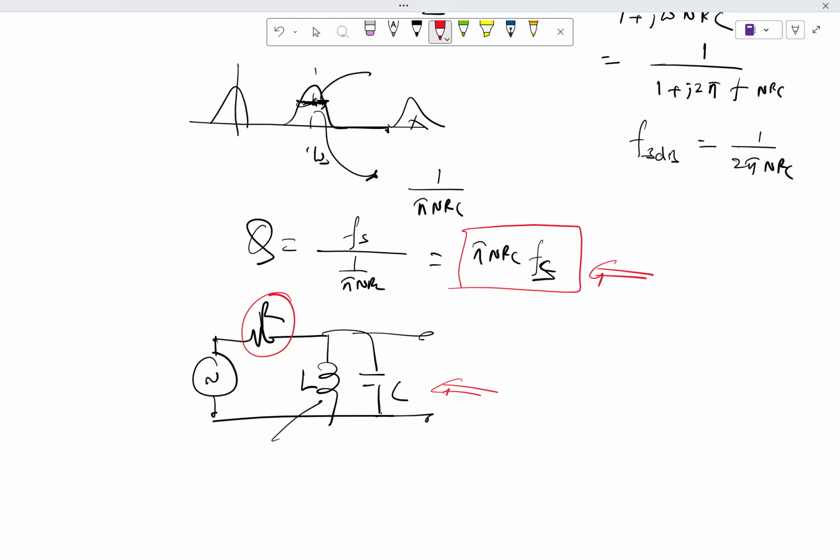You had a question. We are using an LPTV system in place of an LTI system. Correct, for the bandpass. Yes, so this is one application of it.